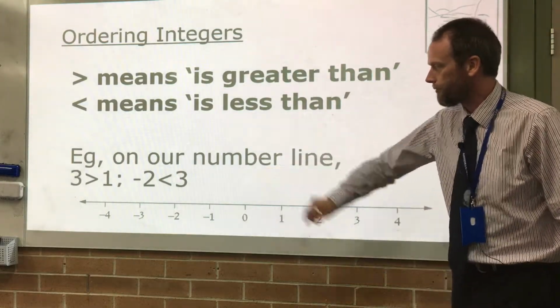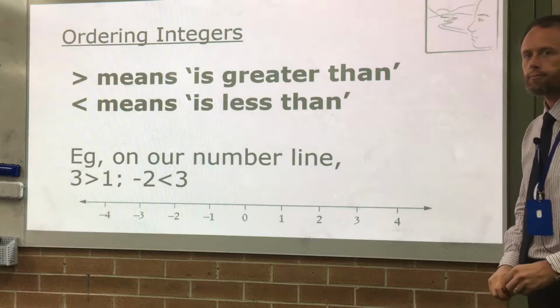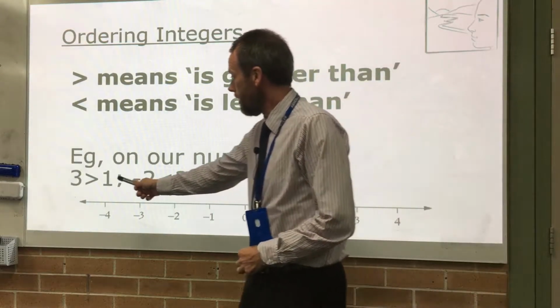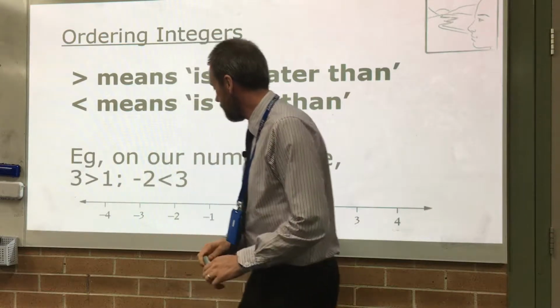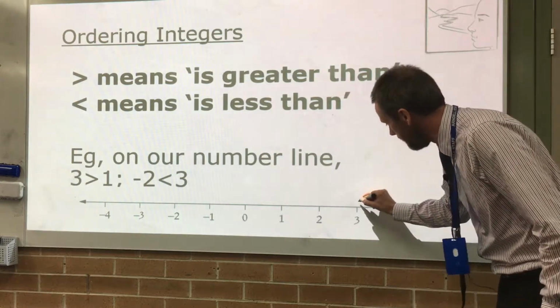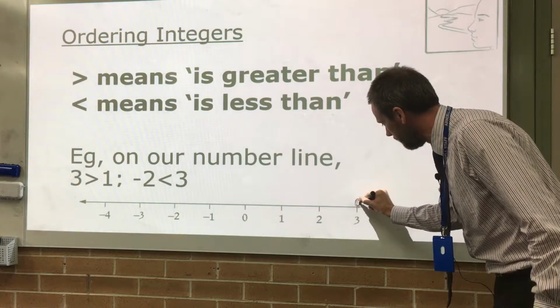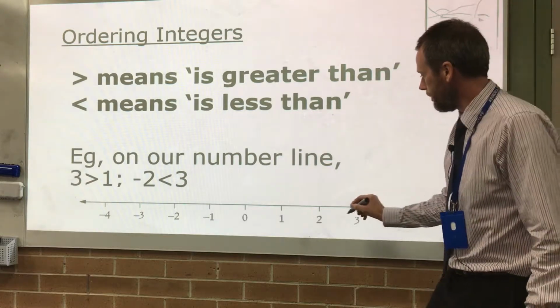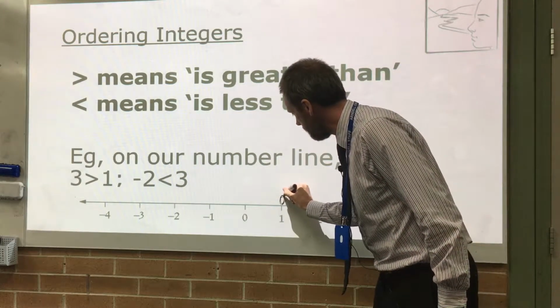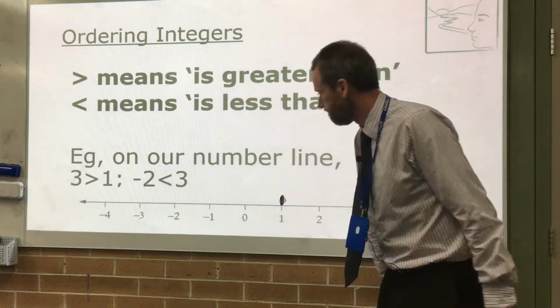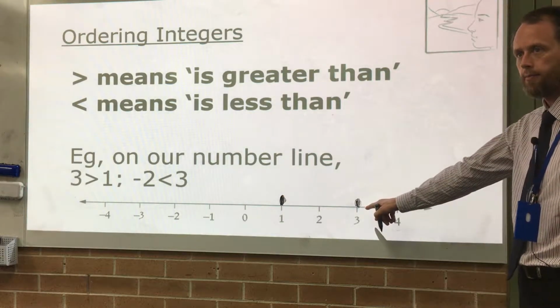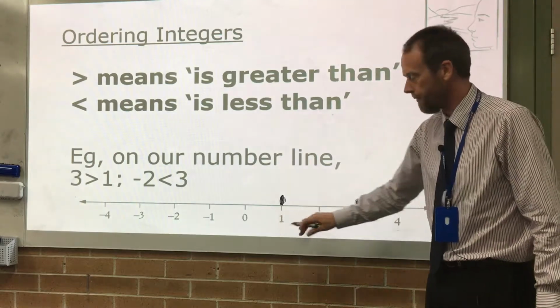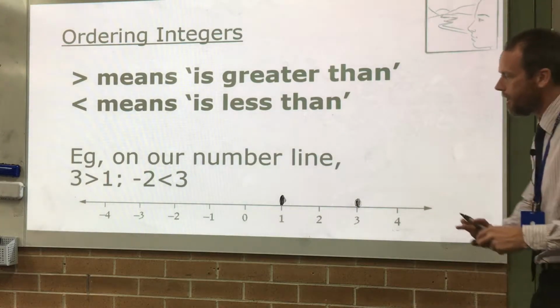So for example, if we've got a number line here, on the number line, I've got 3 is greater than 1. So if I was to put 3 here, using what we learnt yesterday, colour it in, hopefully my pen works. Okay, 3 is greater than 1. That's pretty obvious, isn't it? 3 is further up than 1. This is the greater side. What about the other one?